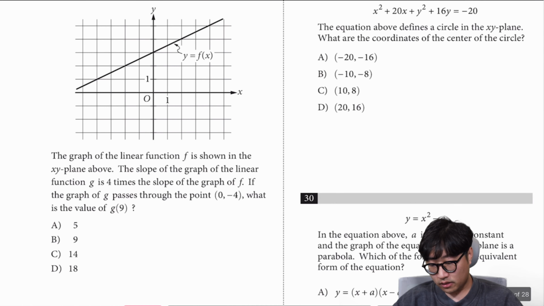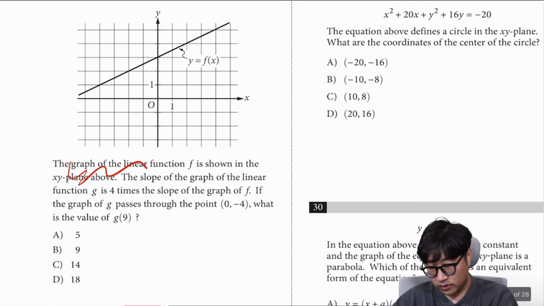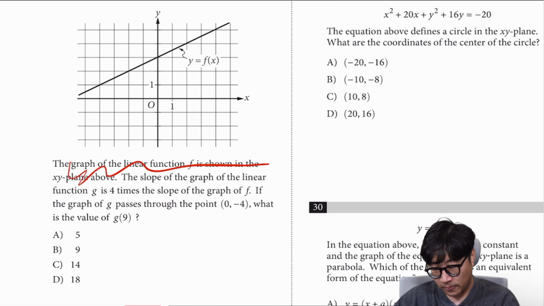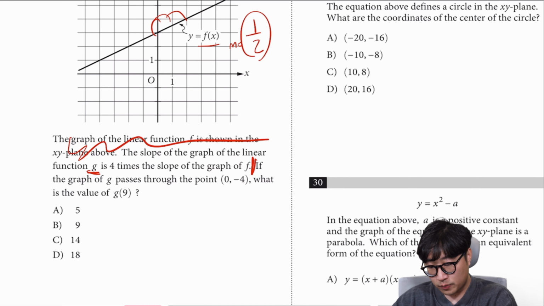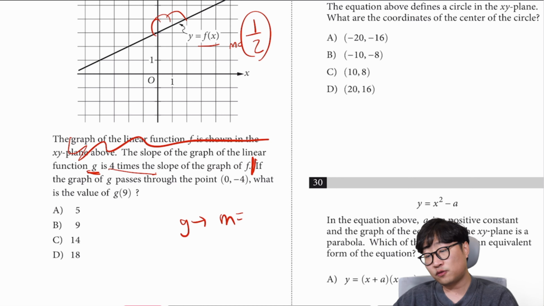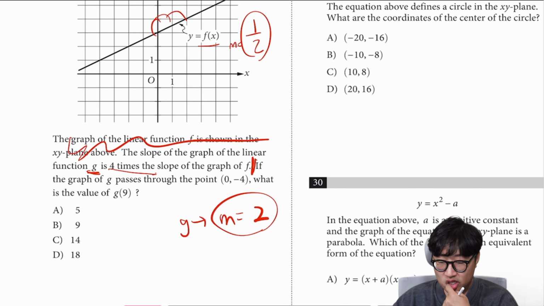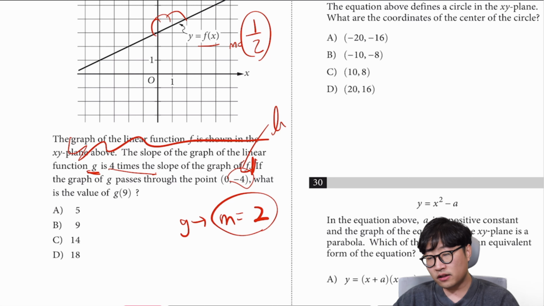All right, number 28, the graph of a linear function. The slope of the graph of linear function g is 4 times the graph of f. Okay, hold on. Right now f has a slope of rise 1, run 2, so 1 over 2. That's the slope for f. For g, the slope is 4 times that. So for g, the slope better be 1/2 times 4, which is 2. If the graph of g passes through the point (0, -4), that's called a y-intercept, so that would be the b. What is the value of g of 9?